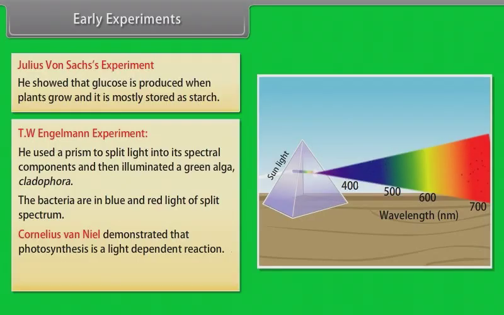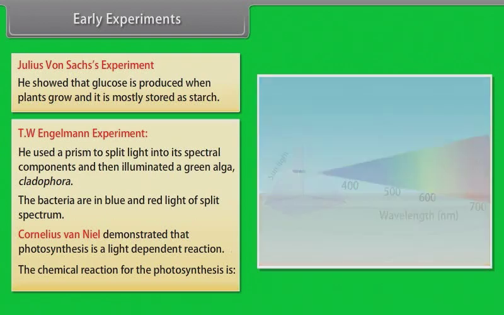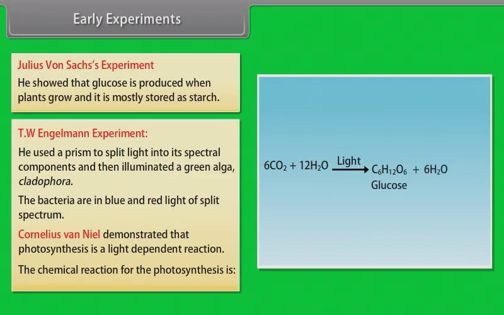The chemical reaction for photosynthesis is 6CO2 with 12H2O in presence of light gives C6H12O6, which is glucose, with 6H2O, which is water, and with 6O2, which is oxygen.